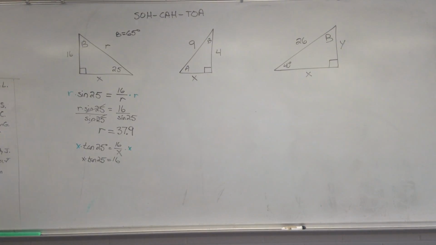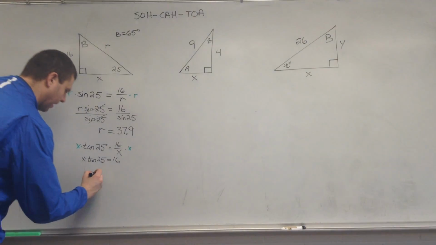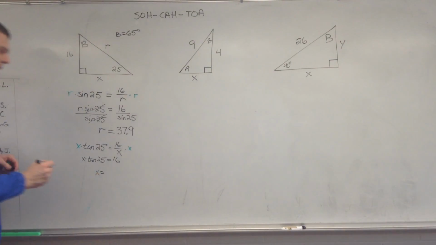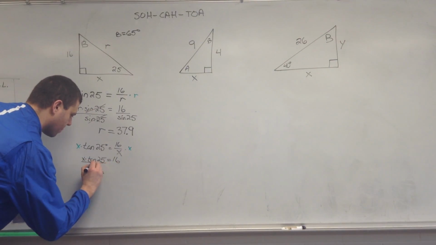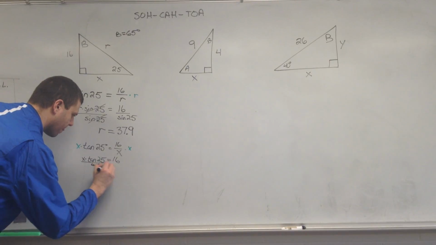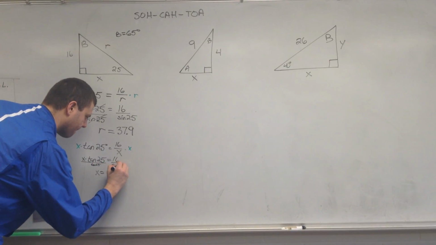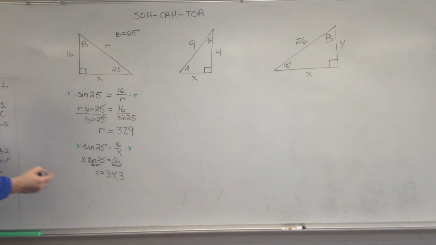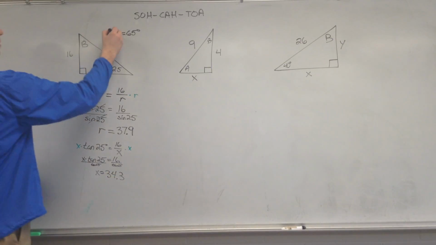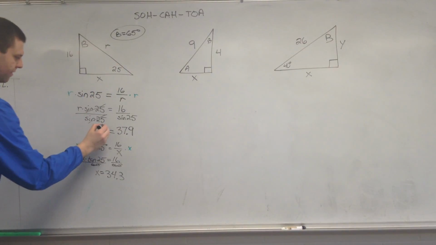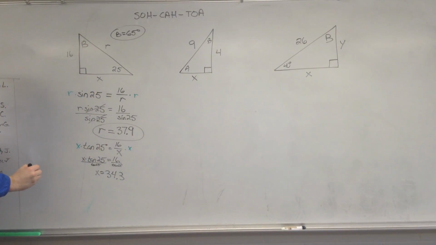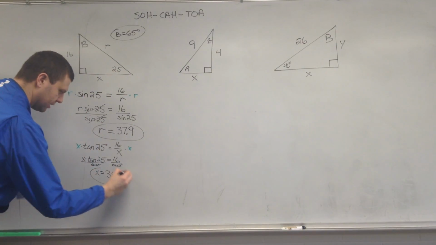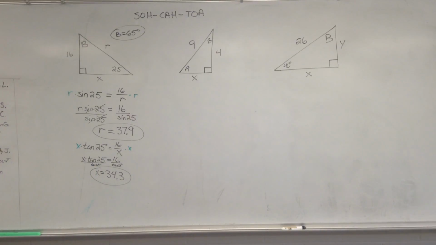Then you divide by tangent 25. Divide by tangent 25, and I'll take a little bit of help from you guys. 16 divided by tangent 25 is 34.3. Okay? So angle B was 65, side R was 37.9, side X was 34.3.